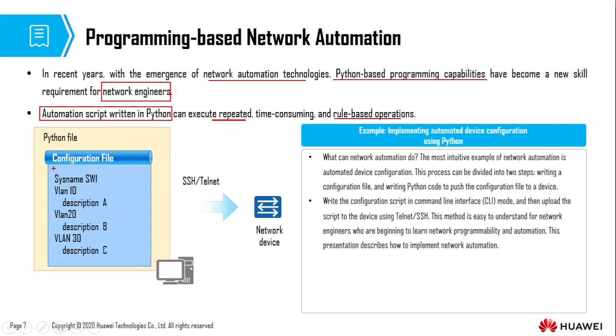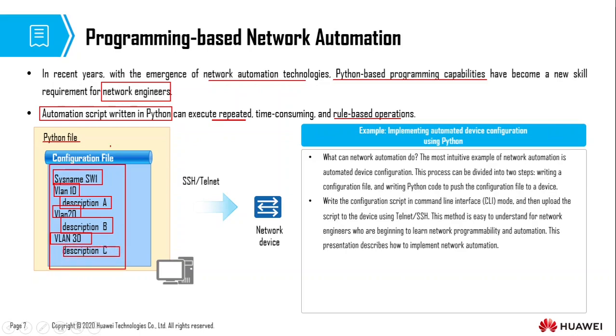This is an example of a Python file, as you can see here. We've written some configuration commands. For example, we are writing the command to change the name of the switch. Then we are creating VLAN 10. Then we are putting some description for VLAN 10. Then we are creating VLAN 20. Then we enter some description for VLAN 20. Then we create VLAN 30, like that.